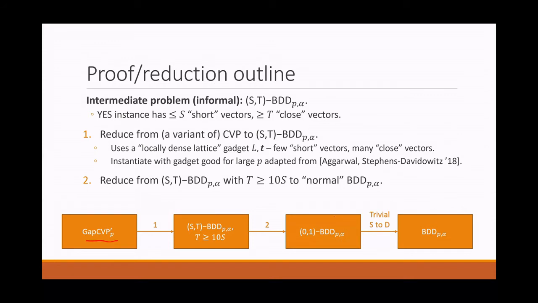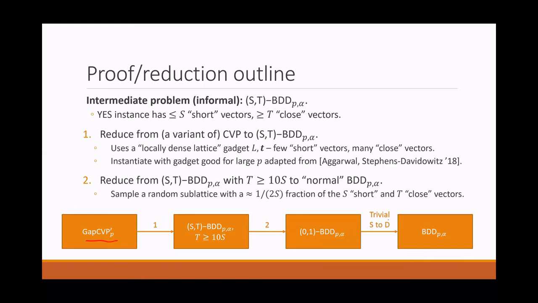The second step of our reduction is to reduce from ST-BDD to normal BDD, for T greater than, say, 10S, or maybe set equal to 10S. Our strategy for this is going to be to use lattice sparsification, which is a well-known technique where we sample a random sublattice that contains a roughly, say, 1/2S fraction of both the S short and T close vectors. So the high-level idea here is that if we do this sampling, then with some positive constant probability, we'll end up with no short vectors and still at least one close vector as desired.